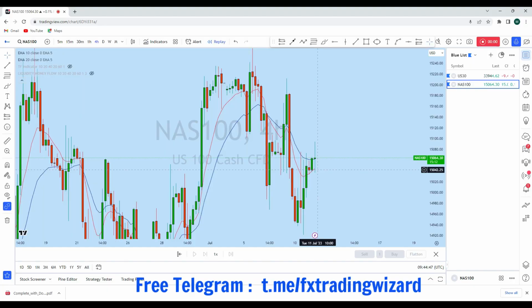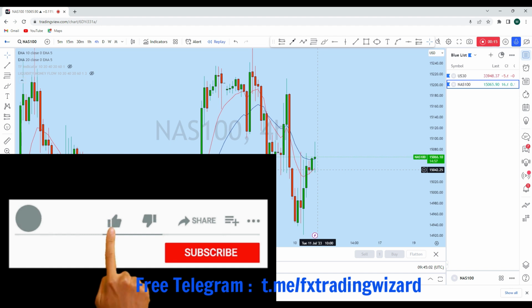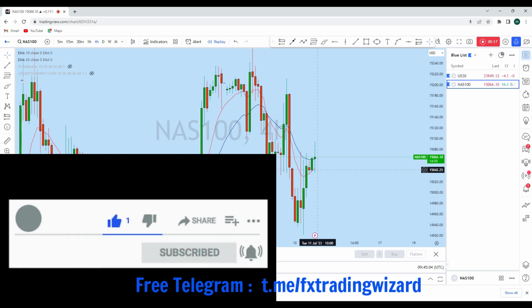Hello trader, I'm going to do a complete multi-time frame analysis on NASDAQ and US30. Let's see what kind of trading opportunity we currently have in both of these instruments. From the lower time frame perspective, we can see that NASDAQ and US30 are currently showing significant trading opportunity.